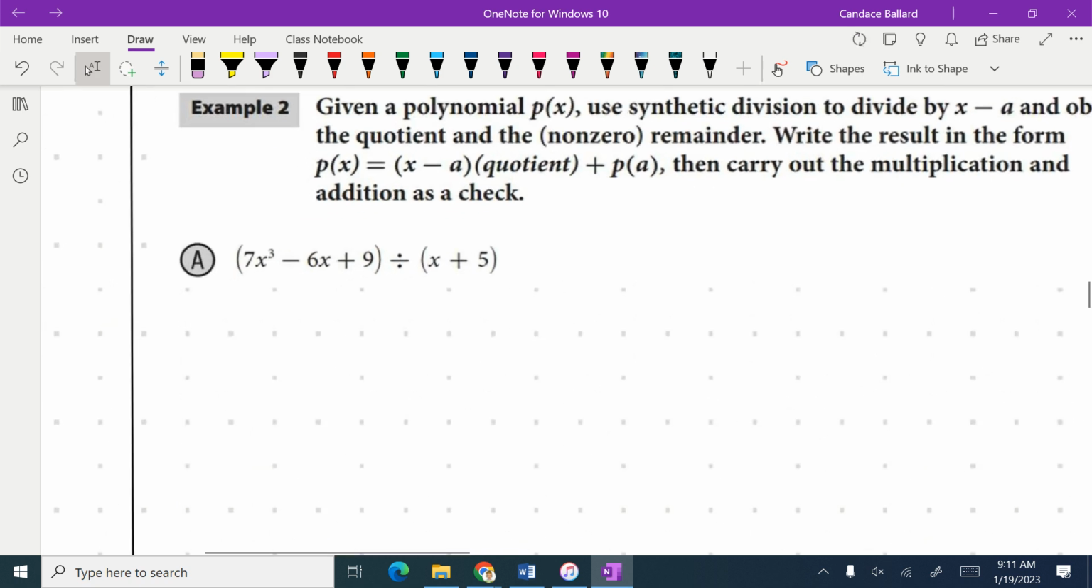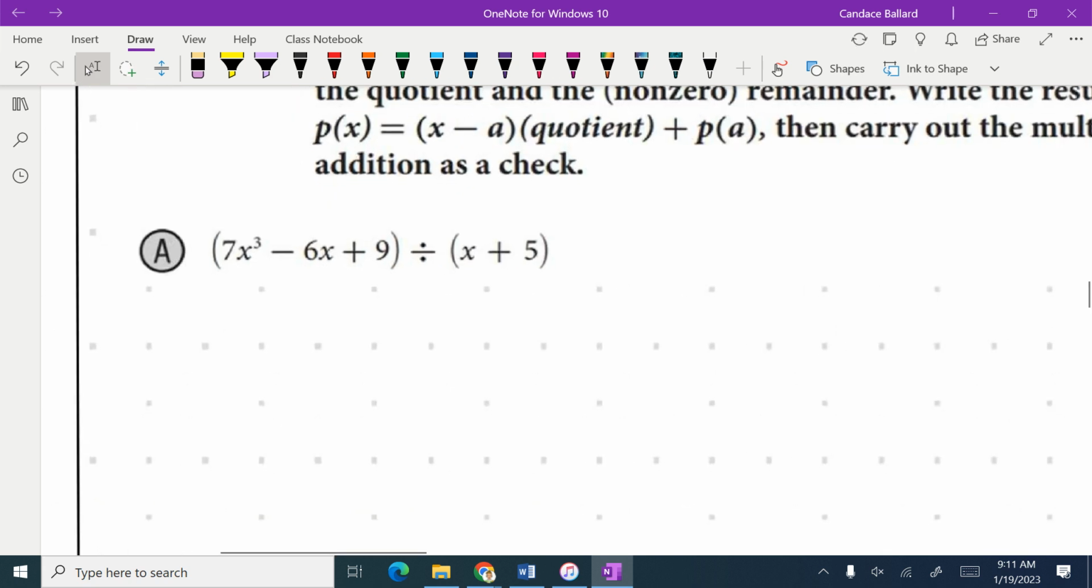All right. So first thing, just like with long division, I'm looking for any missing terms. So do I have any missing terms in that example A there? X squared. So I'm going to just kind of scribble it in here. X. So I'm going to just scribble it in there. Okay, 0x squared.